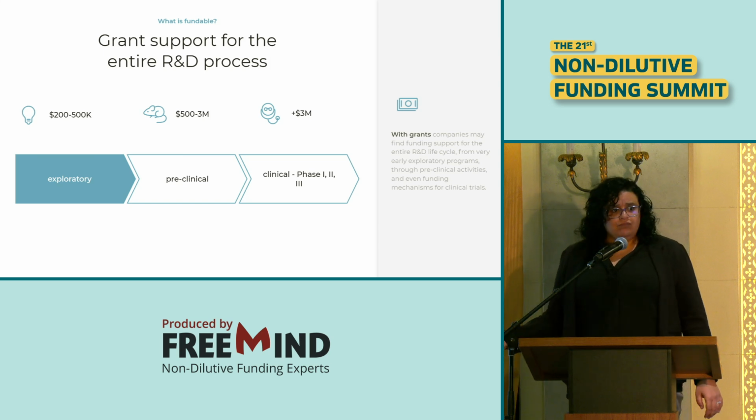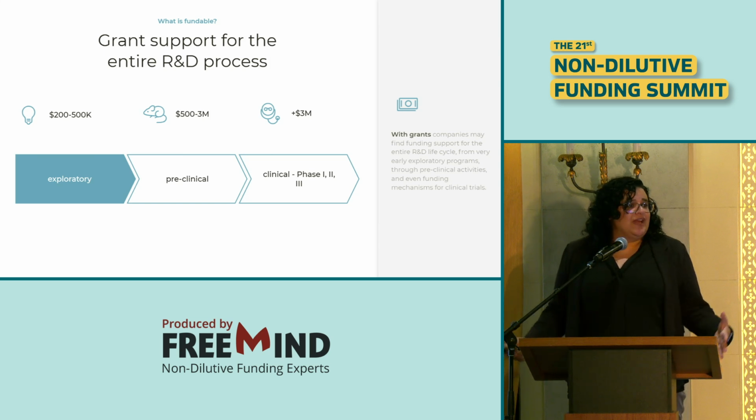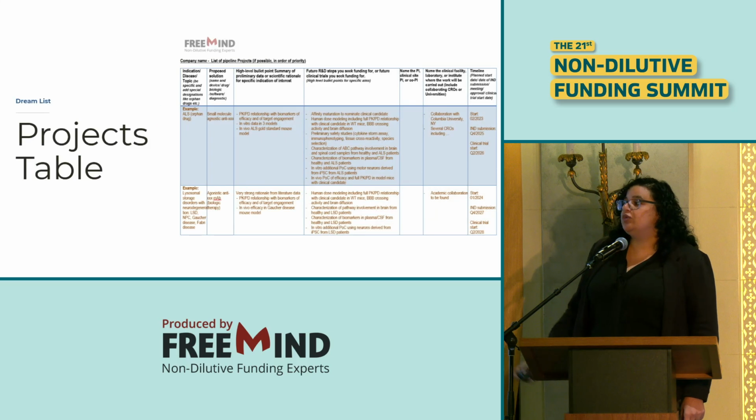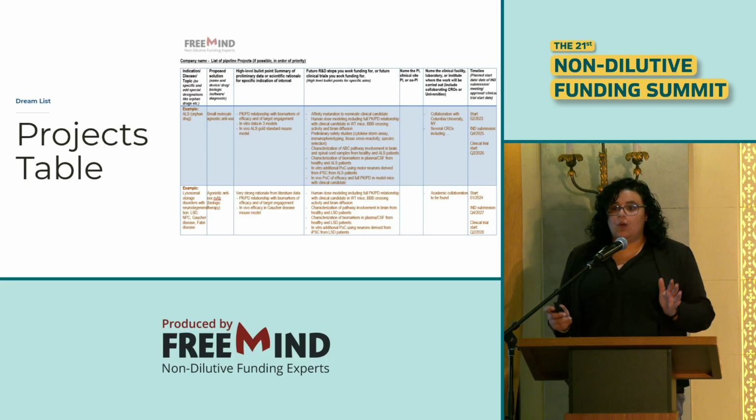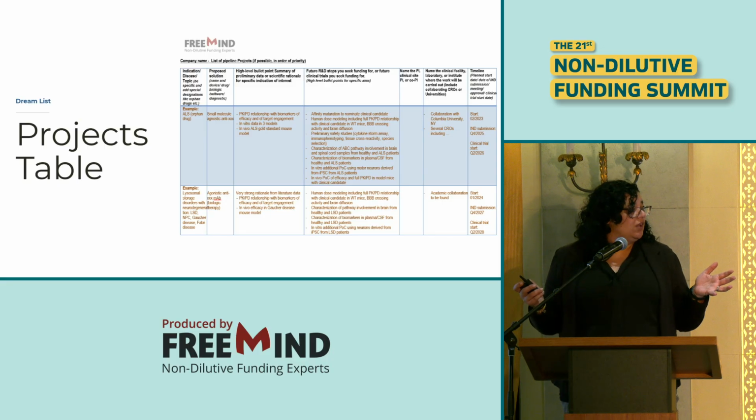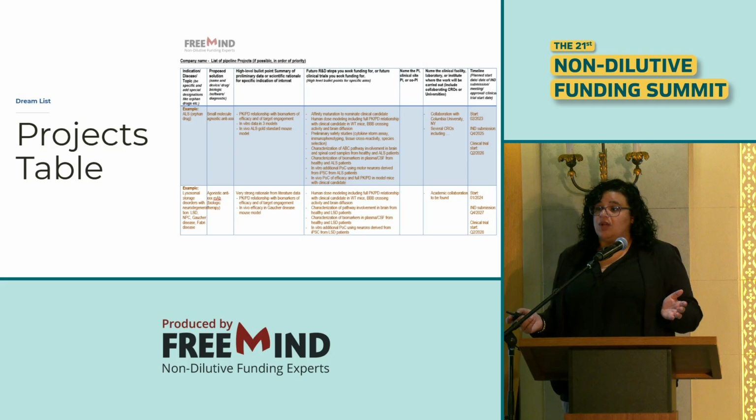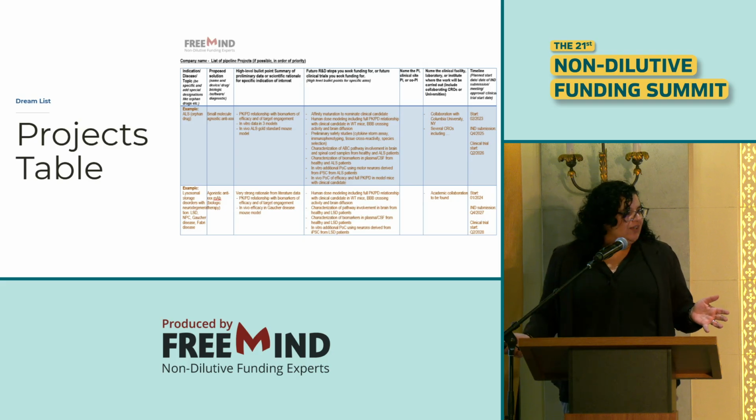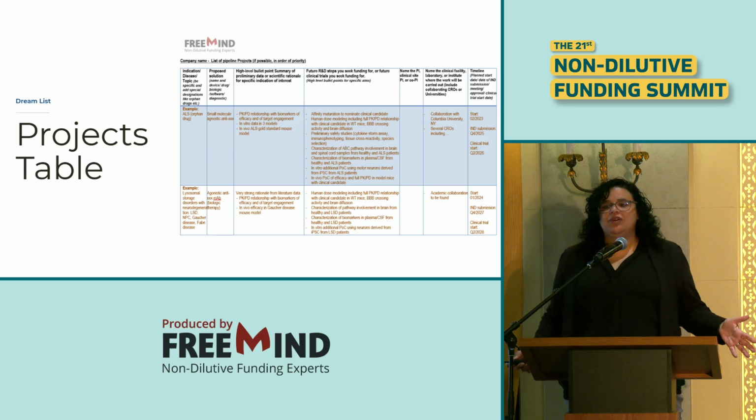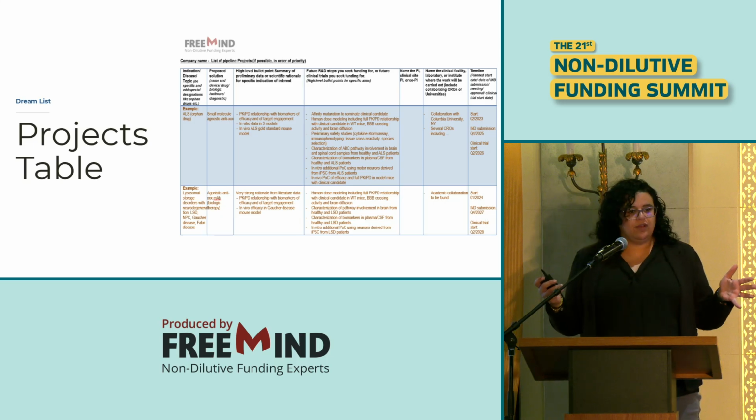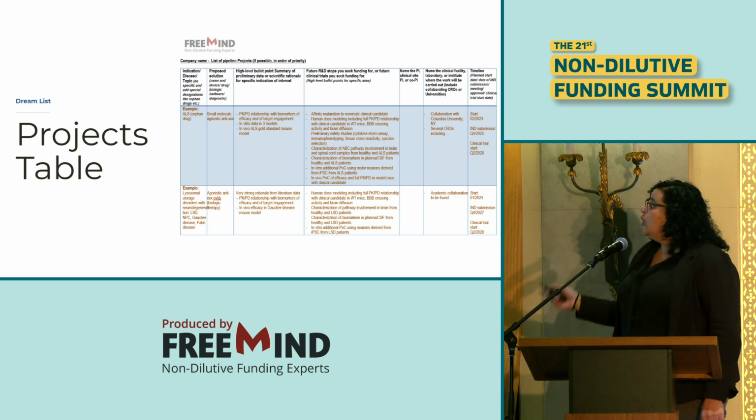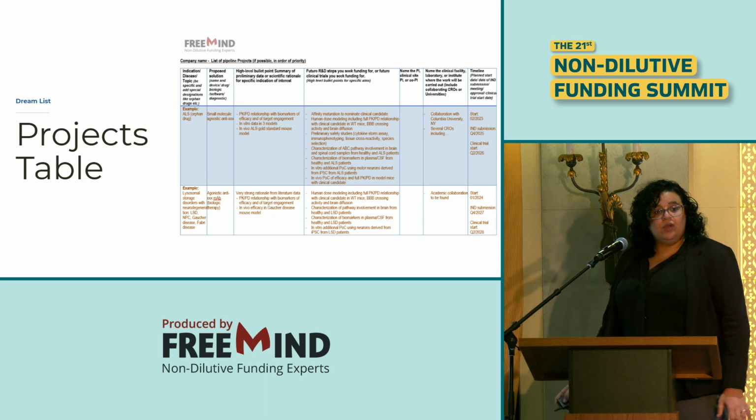Once we understand that, what I tell the clients is that the projects table is your dream list. In this table, you can put all the projects that you're working on and all the projects you want to work on but don't have the funding for, because as I just said, there are grants for everything from very early stage to clinical trials. So what's important to start with is to understand the indications.